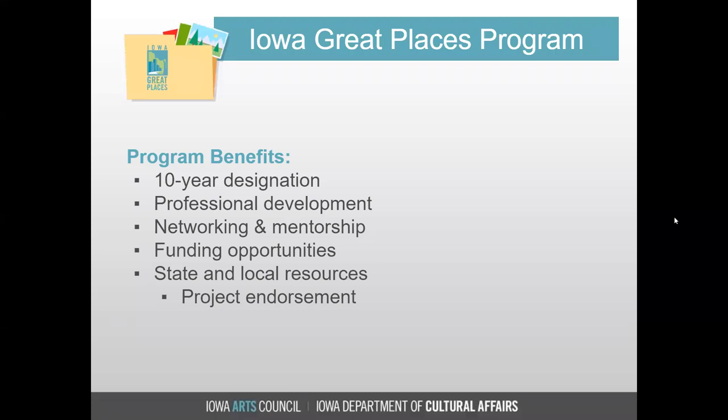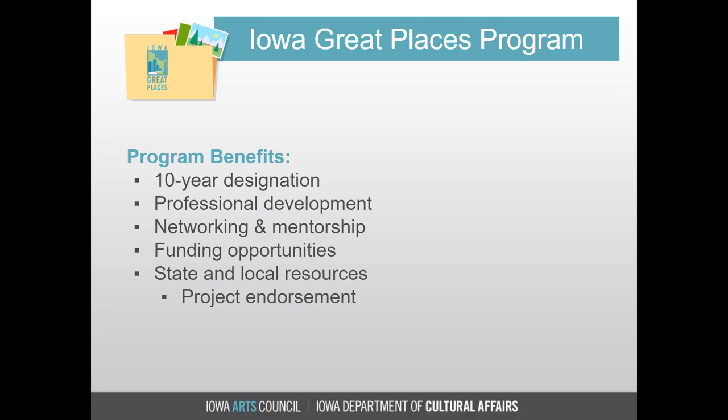So what are the program benefits? The program provides Iowa Great Places designation to Iowa neighborhoods, districts, communities, regions, and points of civic pride. The designation may be used in signage and marketing material to promote the area. The Iowa Great Places designation remains in effect for 10 years, at which point designated places must submit for redesignation. The benefits of the designation include professional development opportunities, such as the Iowa Creative Places Network, networking with other designated great places, mentorship with new or experienced great places, funding opportunities.